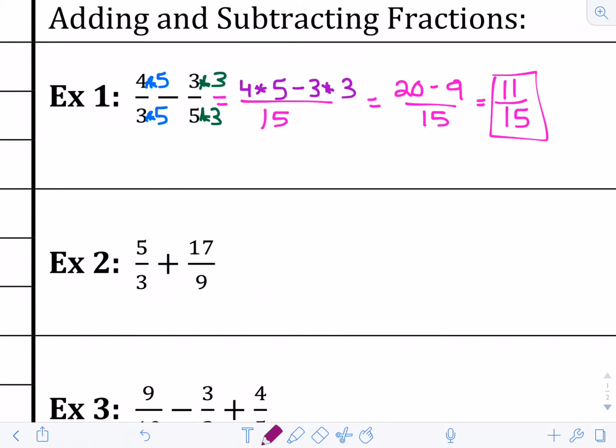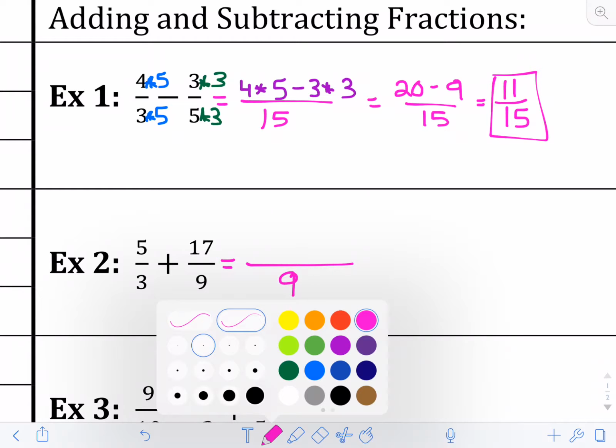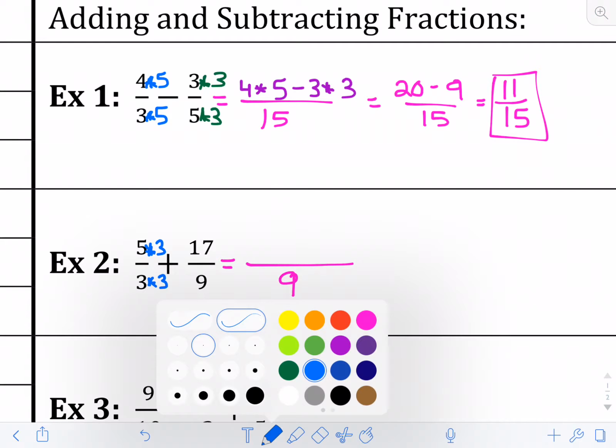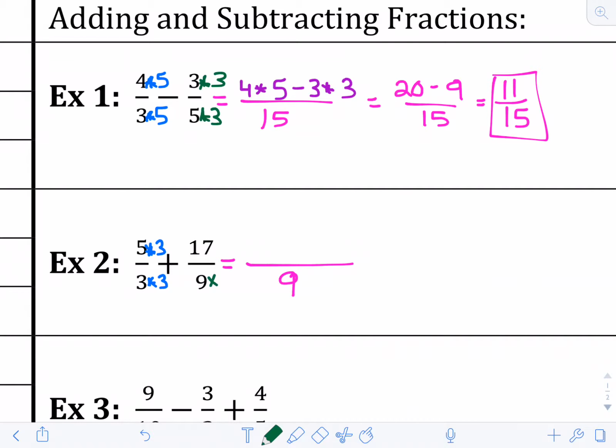Okay, example number 2. So my common denominator here actually can be 9 because 3 goes into 9. So I'm going to write my 9 here. Again, I'm going to go ahead and write in different colors so that you can see where I'm getting these numbers from. So my denominator is 3. 3 times what gives me 9? Well, that's 3 times 3. So whatever you do in the denominator, you have to do it in the numerator. And then for the other side, 9 times what gives me 9? Well, that's just 1. So nothing's going to really change here.